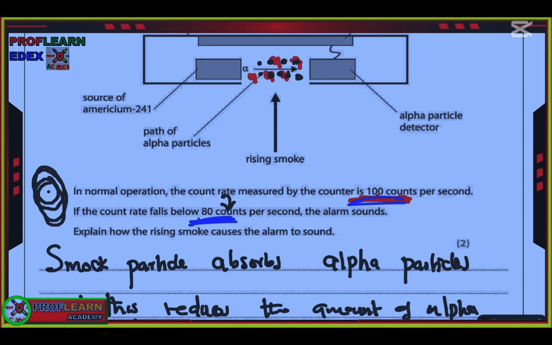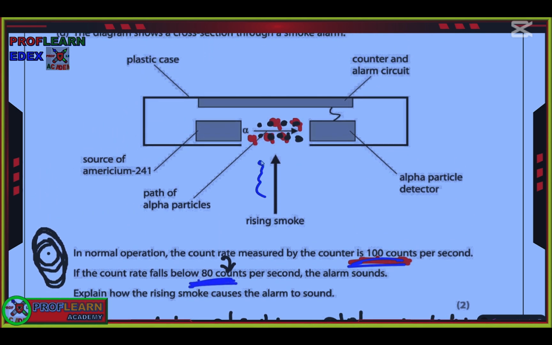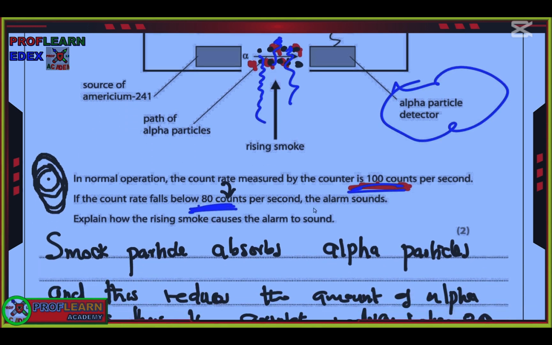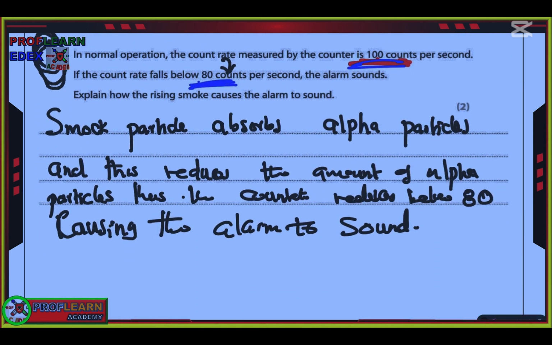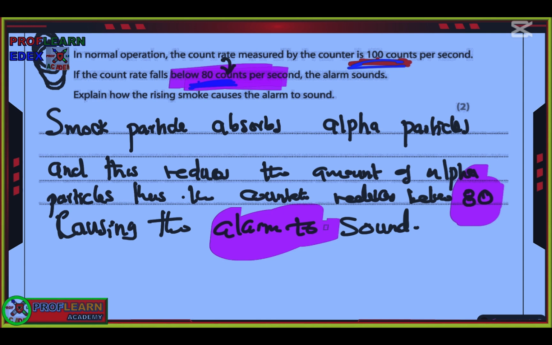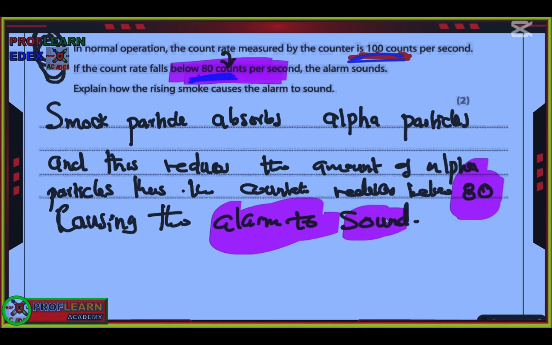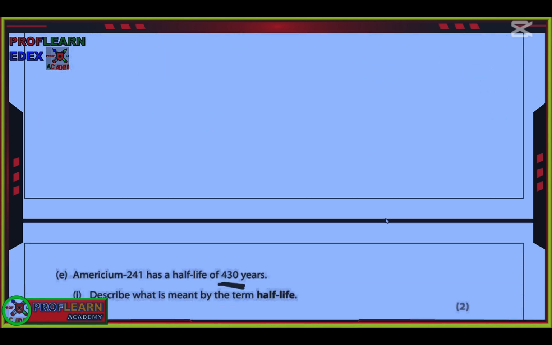So meaning that if there is smoke rising from here, smoke will absorb and block some of the alpha particles, and then the count rate registered is going to be what? Is going to be less. So in that way, this reduces the count rate, and the count rate will go below what? Will go below 80 as indicated there. Then it means that now the alarm has to sound and produce sound in that case.